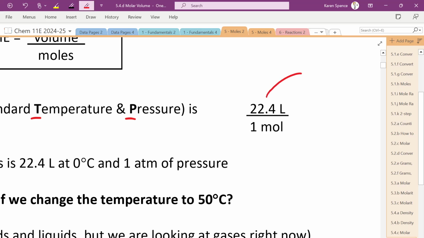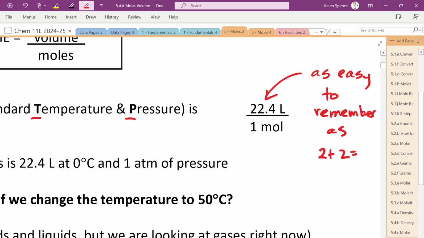And how are you going to remember that? It's as easy to remember as 2 plus 2 equals 4. So if you're like, is it 24.2? You're like, no, 2 plus 4 does not equal 2, right? It's 2 plus 2 equals 4, so 22.4. And guess what we have? Every gas at standard temperature and pressure takes up 22.4 liters of space.